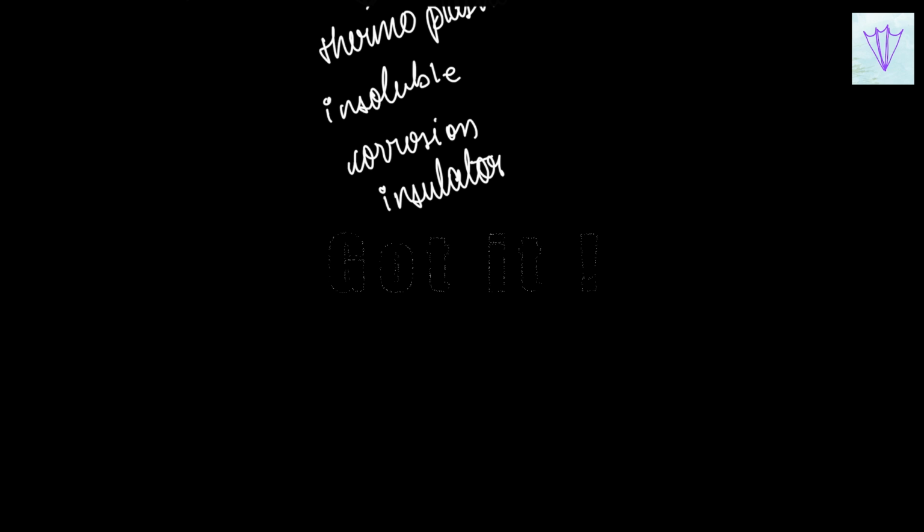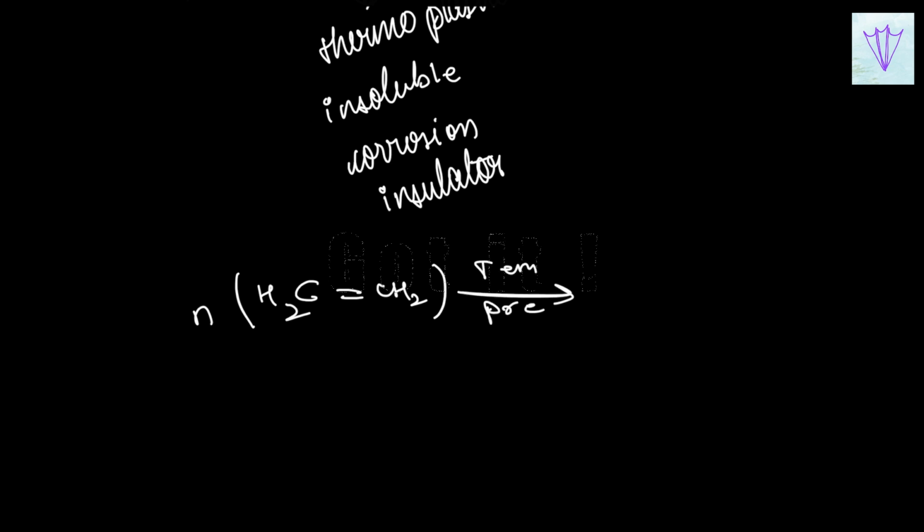So the equation is that n number of ethene molecules, with high temperature and pressure, can be converted into polythene.